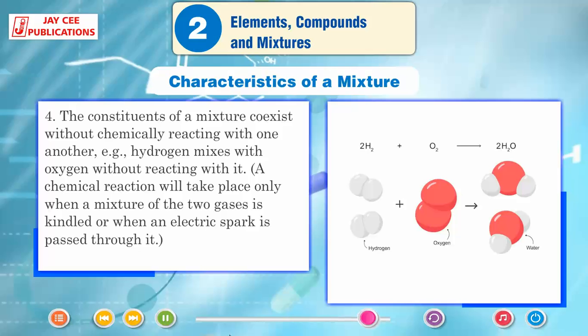The constituents of a mixture coexist without chemically reacting with one another. Example, hydrogen mixes with oxygen without reacting with it. A chemical reaction will take place only when a mixture of the two gases is kindled or when an electric spark is passed through it.